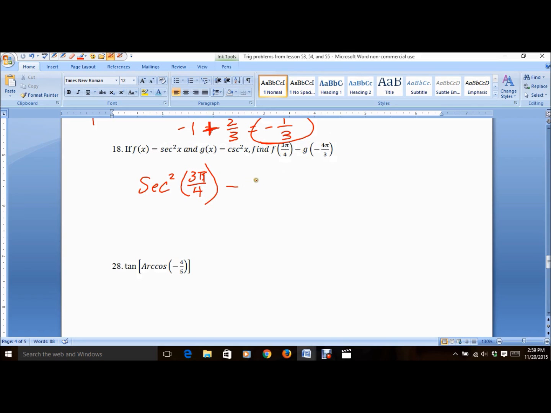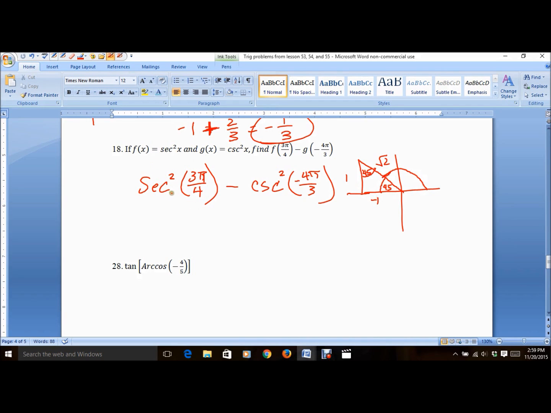So that is going to be cosecant squared negative 4 pi over 3. So we have to find out where we are. 3 pi over 4, that means you're going pi over 4, 2 pi over 4, 3 pi over 4. That puts you in the middle of the second quadrant, and you're at a 45-degree angle. So this is a 45, 45, 90 triangle, and it is 1, 1, square root of 2. The x-coordinate is negative, so you can put a negative sign there.